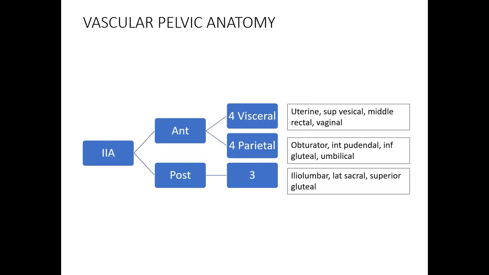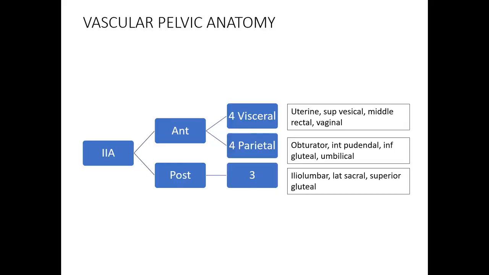So posterior, you can see it has iliolumbar, lateral sacral, and superior gluteal, but these are away from us. But the anterior trunk gives off 4 visceral branches and 4 parietal branches. These are important. I think this is a question that can come your way. This is a very important question for postgraduates. So the most important ones of these to us are the uterine, the superior vesical that just goes a little in front of it, the middle rectal, okay, and these other ones are the lateral ones that go down there. So you need to know the uterine, the superior vesical, the middle rectal, okay?